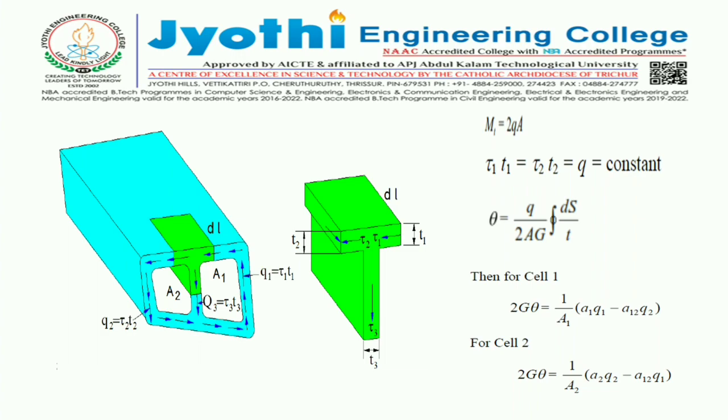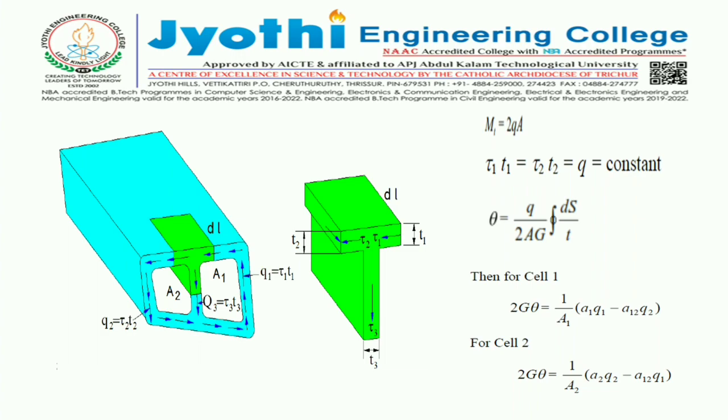It is rearranged as 2G theta is equal to 1 by A1 into (a1 Q1 minus a12 Q2). This is the equation of 2G theta for cell 1. This equation is generally used to solve the multiple section problems. Similarly, for cell 2, 2G theta is equal to 1 by A2 into (a2 Q2 minus a12 Q1). Here, capital letter A represents area of section.